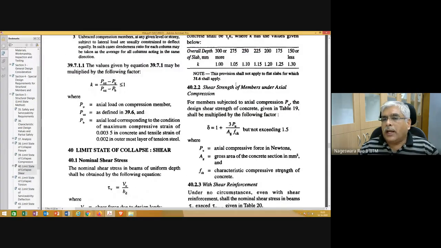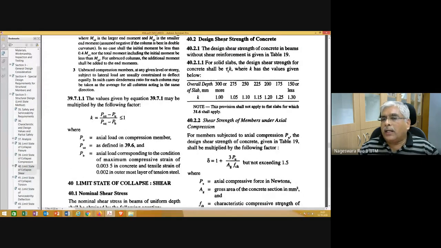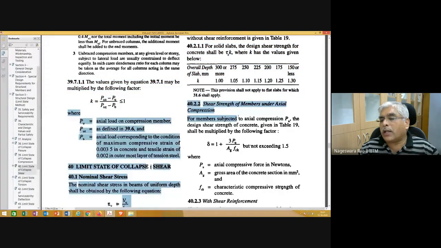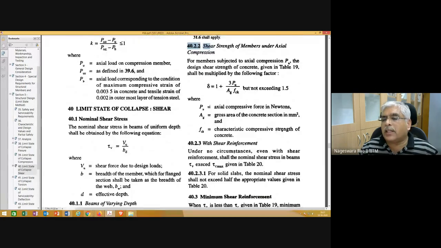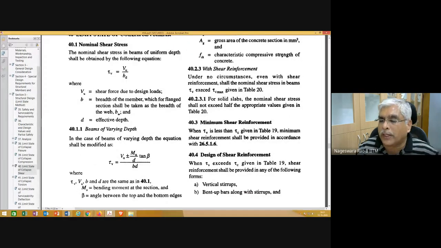Okay, and now let's go further. Under section 40.2, 40.2.1 is talking about Table 19, and after that it is talking about slabs. This section we'll see at a later stage, as well as this section. This section is talking about shear strength of members under axial compression, that we look at when we are looking at design of columns. Let's directly jump to section 40.2.3, with shear reinforcement.